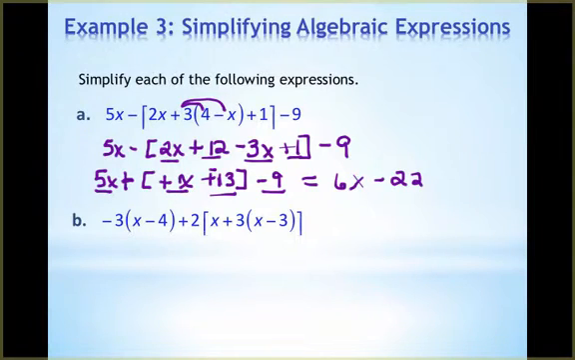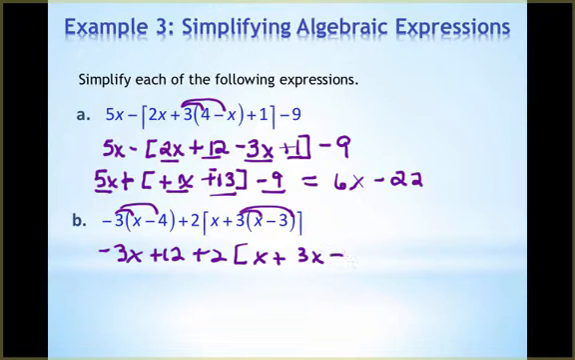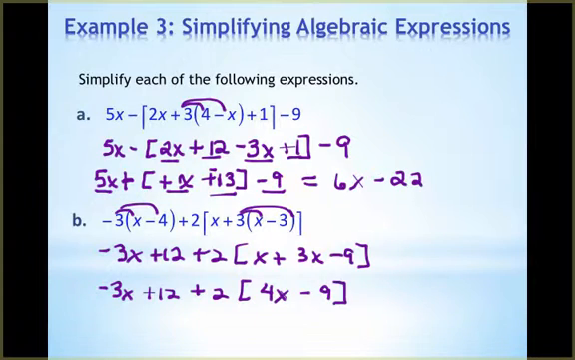Let's do the same thing with the next problem. I can do the distributive property here and get negative 3x plus 12 plus 2x plus, and then distribute here, 3x minus 9. So we bring down our negative 3x plus 12 plus 2 times. Notice I can't add the 12 and the 2 because the 2 is being multiplied with those brackets. But I can combine inside and get 4x minus 9.